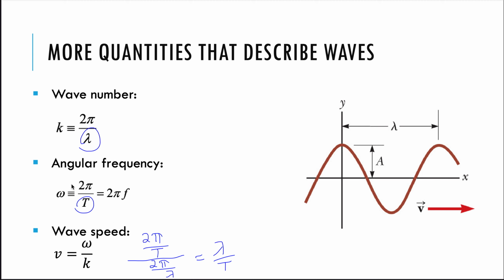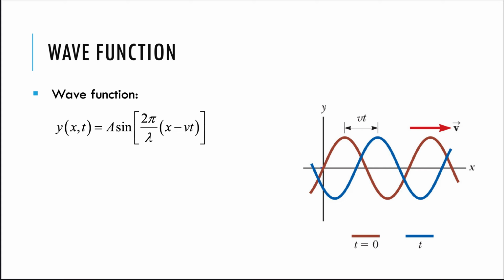Now that we have these new quantities, we will be able to come up with a wave function that describes this traveling wave. The wave function is y is now going to be a function of x and t, not just time, but position and time. It's going to be equal to A sine of 2 pi over lambda (x minus vt). We know that A is the amplitude of the wave. That determines the height of the wave here relative to the equilibrium position.